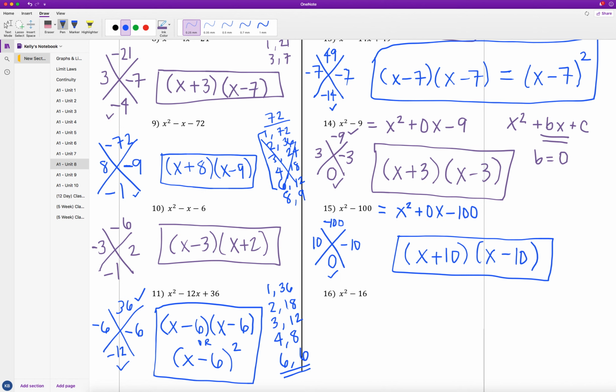So that negative sign does play a huge difference, so I need to keep these in examples 14 and 15 as two separate factors. Okay, last example. Let's look at example 16. We have x squared minus 16.